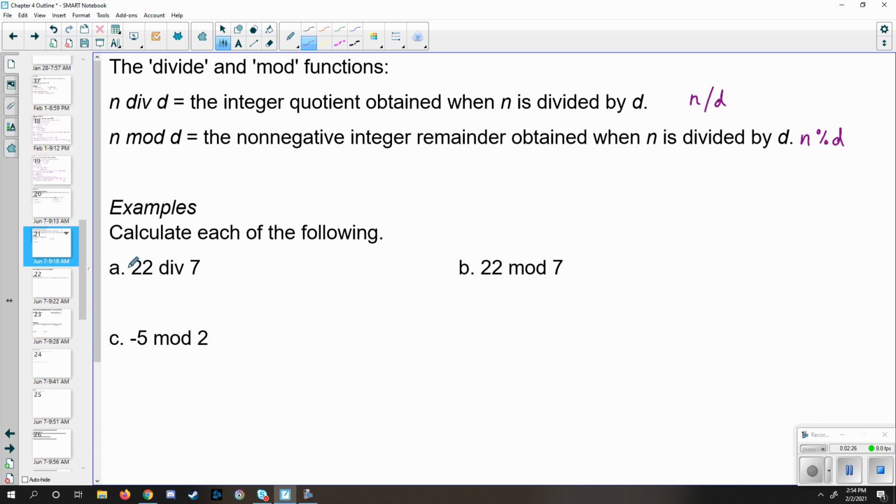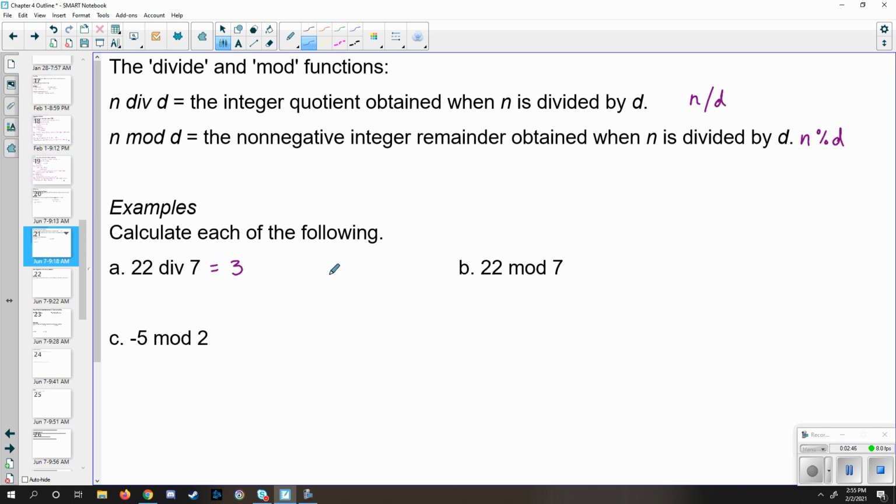So if we were to take a look at 22 divide 7, that's how many times does 7 go in whole, which would be 3. The remainder is irrelevant in a case like this. So the divide function is taking only the integer value. It's essentially truncating whatever that outcome would be.